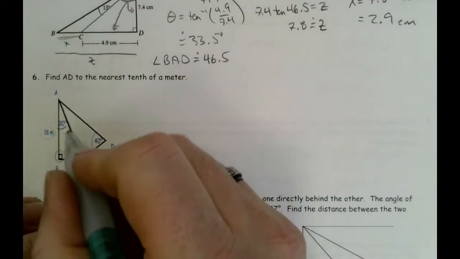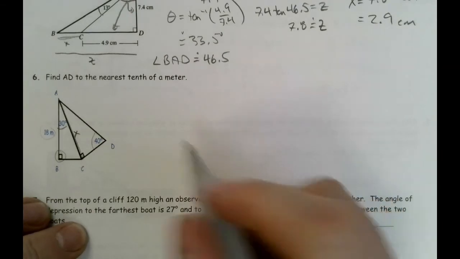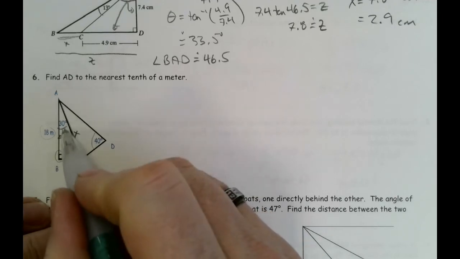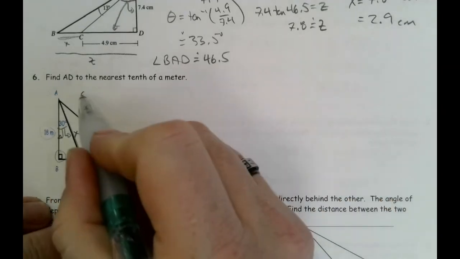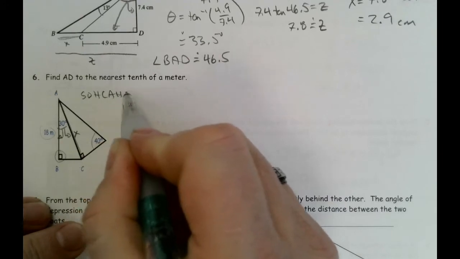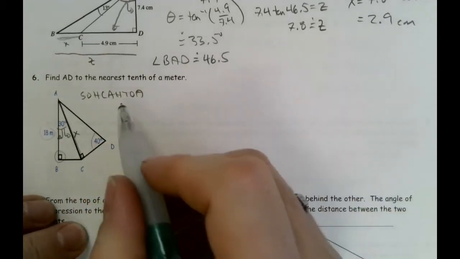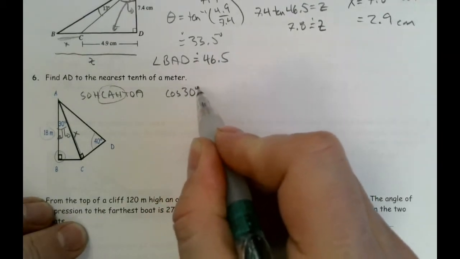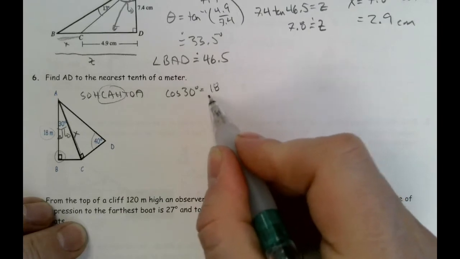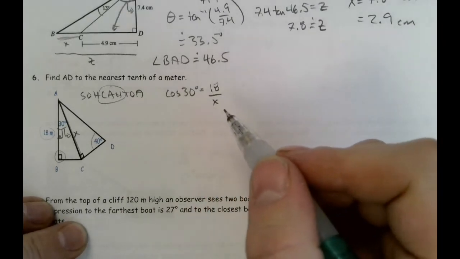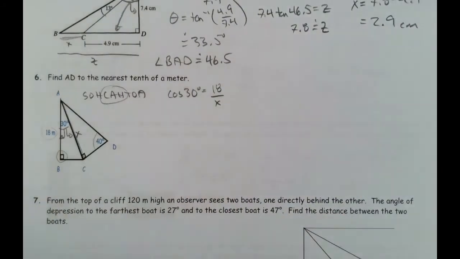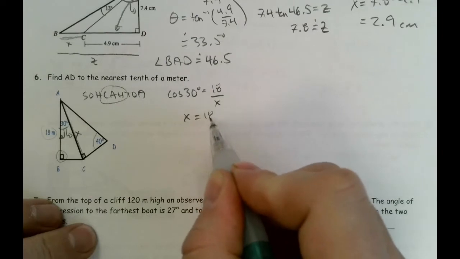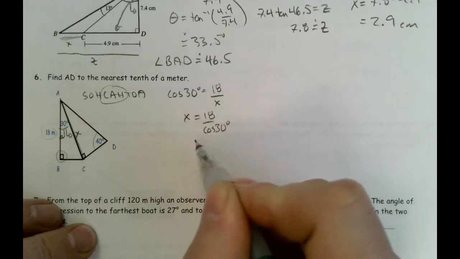Let's call that X. So in this smaller triangle here, with this as my given angle, I've got the adjacent side. I am looking for the hypotenuse. So what trig function puts together the adjacent and the hypotenuse? Well, the answer is cosine. So the cosine of 30 degrees is going to equal my adjacent 18 over x. Well, my variable is in the denominator. That's not awesome, but I can just swap those two. So x is going to equal 18 divided by the cosine of 30.